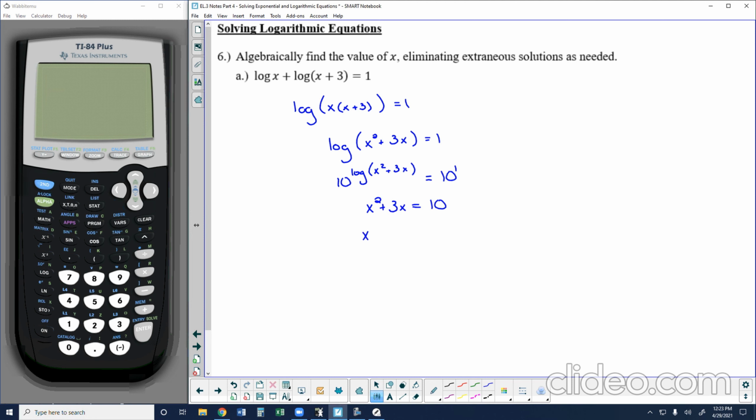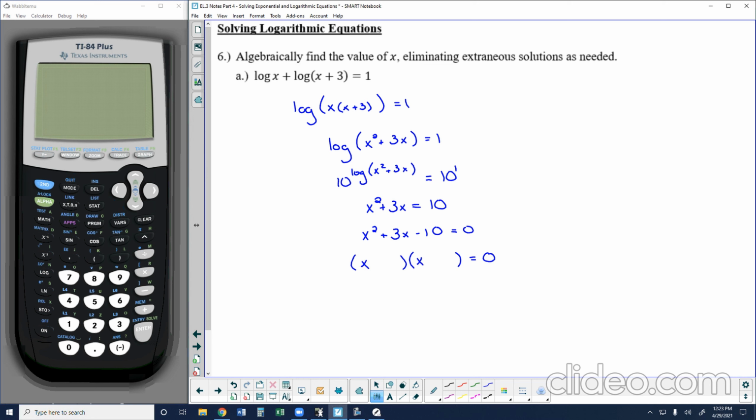Now, this gives us this quadratic equation that we can solve. We can solve this by subtracting 10 from both sides and then factoring the equation. Now, this isn't the only way to solve. It is a quadratic, so there are many ways to solve the quadratic, but this is a pretty straightforward factorization.